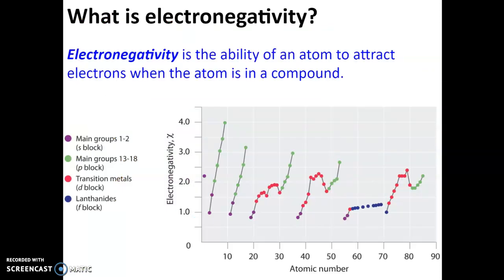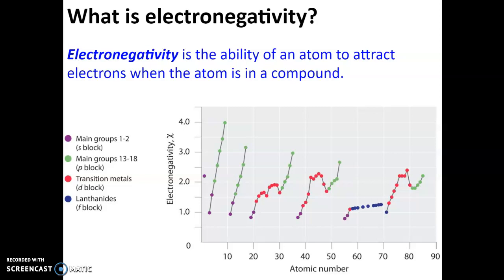Last but not least, electronegativity is maybe the most important one to understand out of all of these. Electronegativity is the ability of an atom to attract electrons when the atom is in a compound. So electronegativity says that, okay, I'm going to bond with you and I'm going to share your electrons unequally. Like I'm going to take most of the electrons, even though we're supposed to be sharing. And so electronegativity is a big deal because it really tells us a lot about how things bond and why they do what they do.